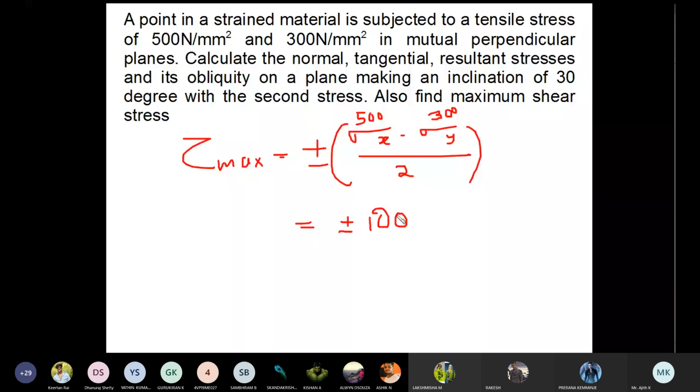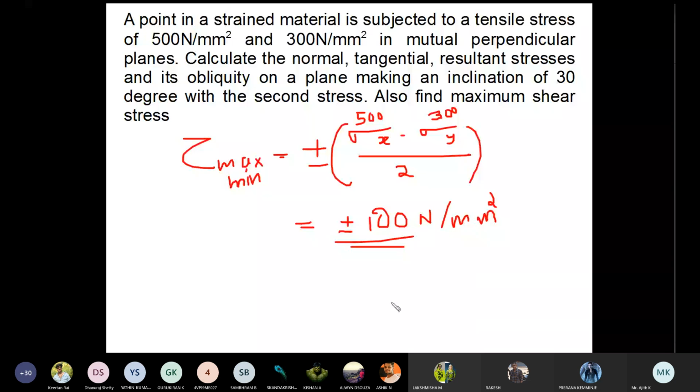So what is the meaning of plus or minus 100? Here, this is not only tau max, it is tau max and minimum. Maximum shear stress is plus 100 Newton per mm square, whereas minimum shear stress is minus 100 Newton per mm square. So that is the meaning of plus and minus. So that completes this problem.